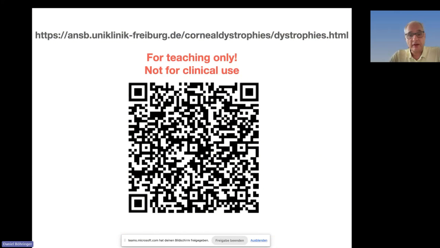And this is the QR code to get there, but remember it's not for clinical use because it has no CE mark, at least not for now. And you can, I think, get the slides later or in the recording and you scan the QR code there.